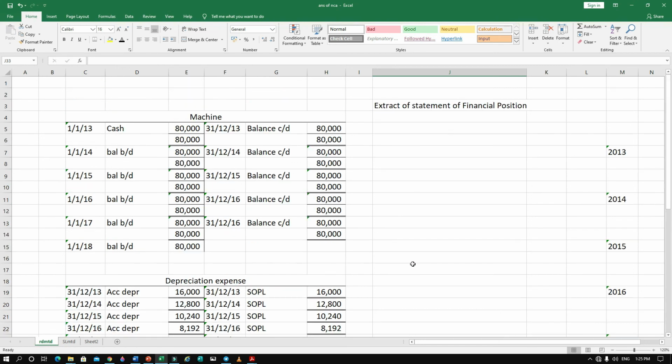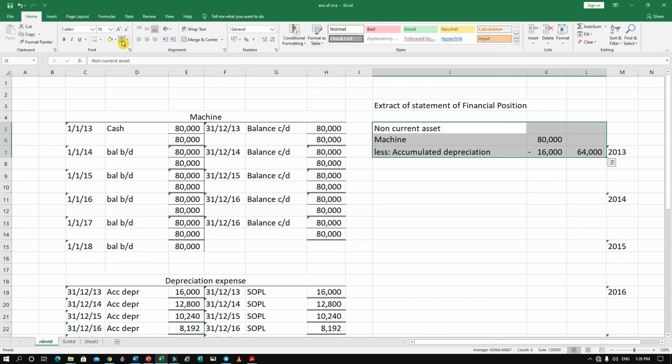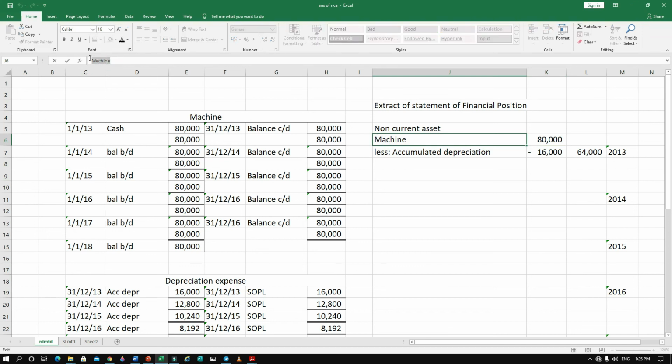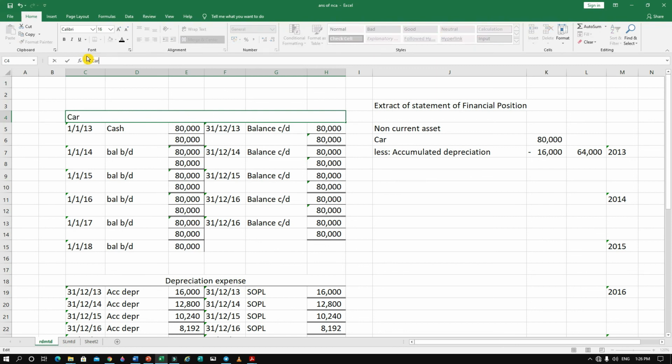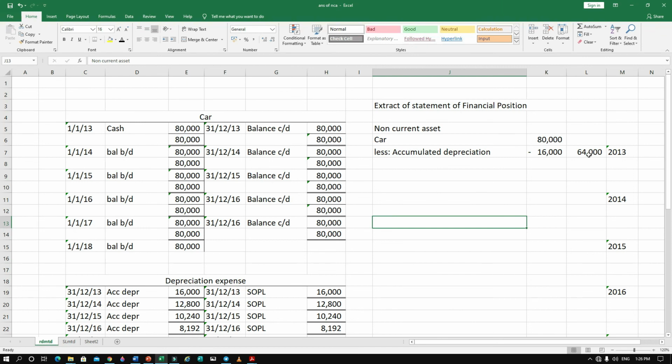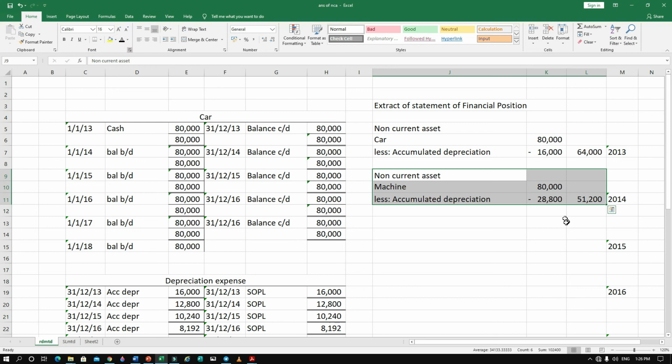As for the statement of financial position, you can see here, the method is similar whether you use the straight line or the reducing balance method. You just follow this format, just that the amount for accumulated depreciation will be different. We have here, this is not machine, this is a car. We have the accumulated for this year as 16,000, so the carrying amount is 64,000. As for 2014, for the car, the accumulated now becomes 28,800, so the carrying amount is 51,200.